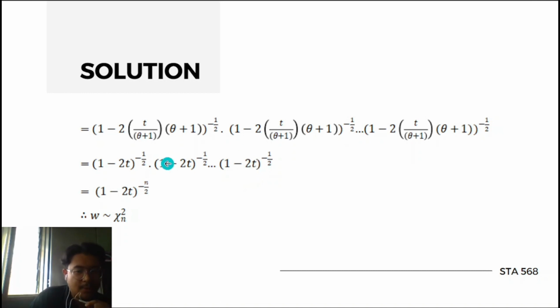So after this we can simplify it again. We get 1 minus 2t power of negative n over 2. From this value we can see that it is the MGF of chi-square. So we can denote W, where W follows chi-square with degrees of freedom equal to n.